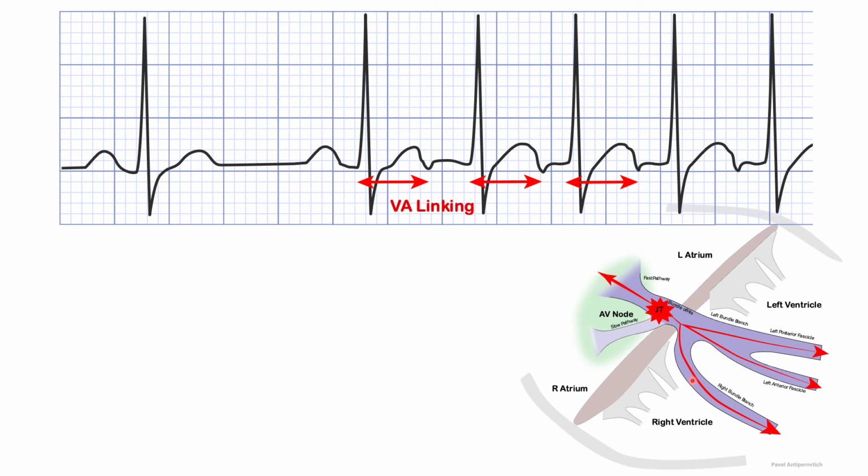Now let's look at JT. With each beat of JT, there's a signal that goes up to activate the atrium, and there's a signal that comes down to activate the ventricles. Both of them are linked together as well. So presence of VA linking does not exclude JT. So the only thing that is excluded by VA linking is atrial tachycardia.